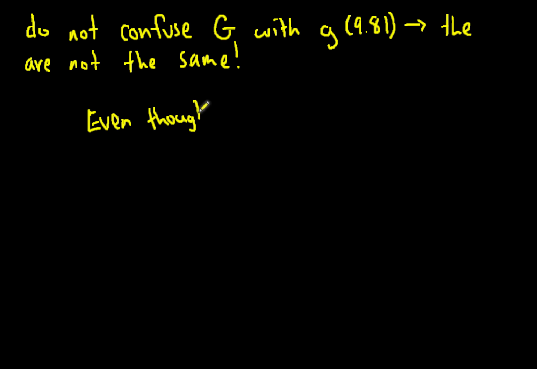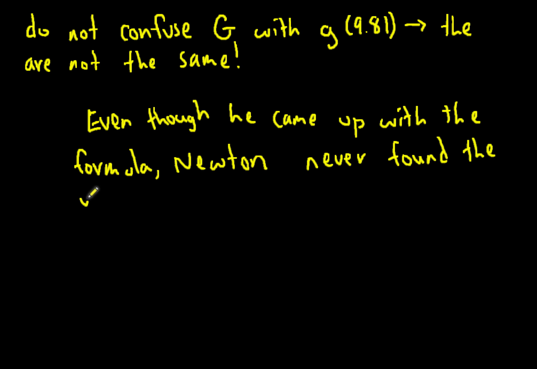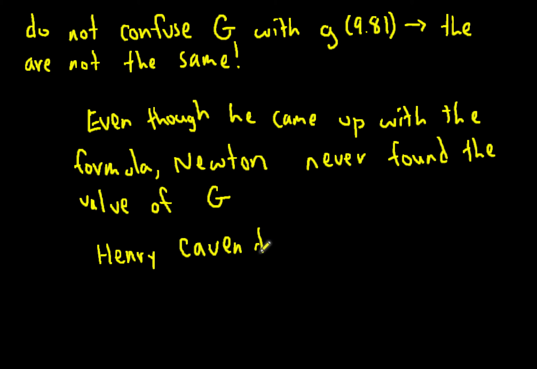Even though he came up with the formula, Newton never found a value for G. A scientist named Henry Cavendish found a way to measure G, but it was much later, almost 100 years.